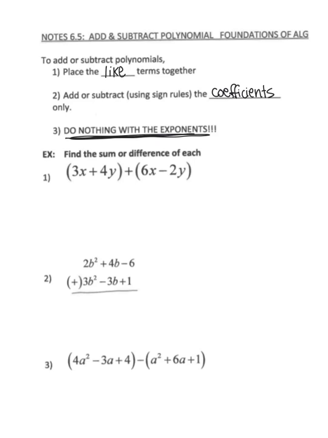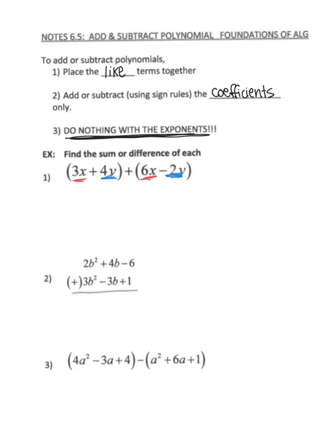Okay, so if we look at number 1, it says find the sum or difference of each. Let's start by figuring out what our like terms are. I have a 3x and a 6x, a 4y and a negative 2y. Those are my like terms. So I'm going to place my like terms together and add or subtract the coefficients.